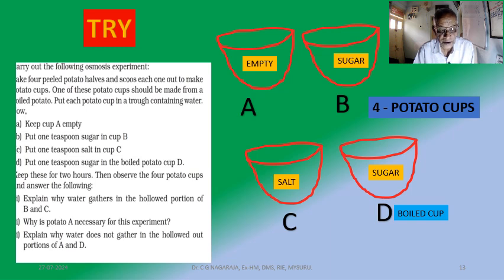Now you should understand, a potato is a living part of a plant. If you boil the potato, the potato dies. All the functions will go away. So this experiment you try to conduct. I will not explain this further, but if you conduct this experiment, you will understand that osmosis takes place only in living beings in a very controlled way. In a dead organism, it might happen or it might not happen.